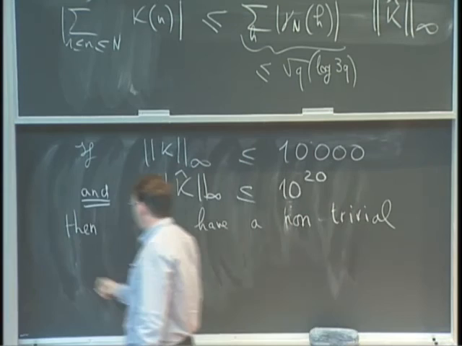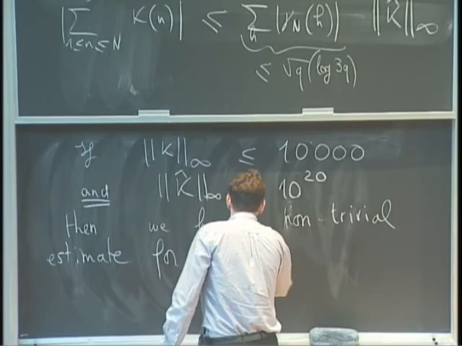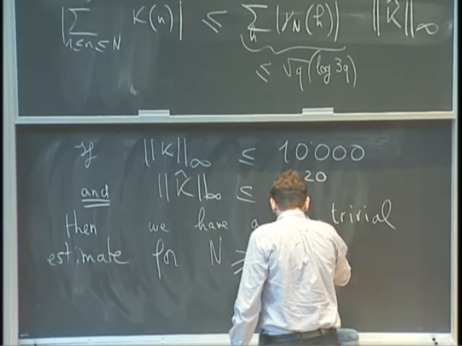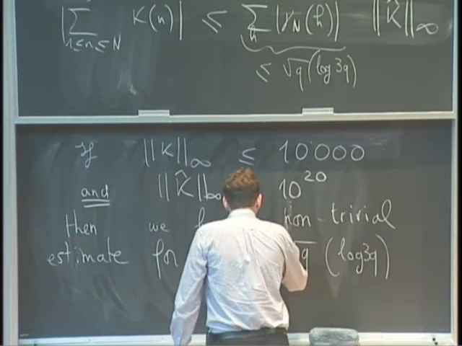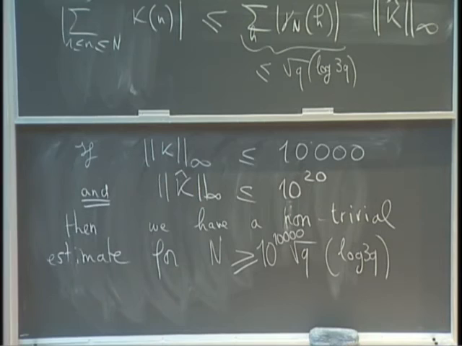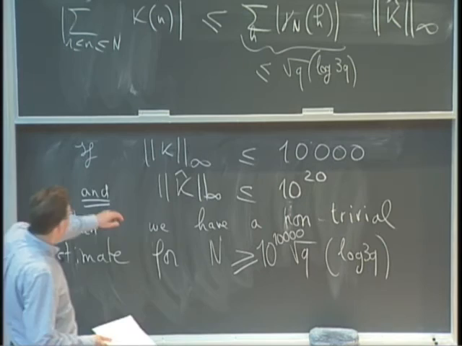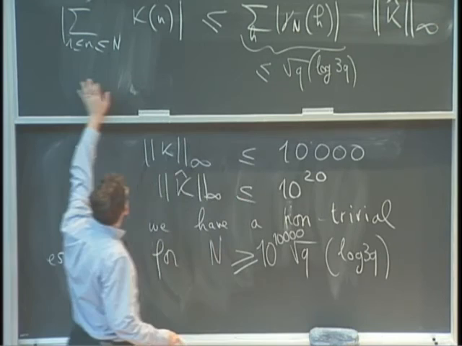for n larger than some constant times square root of q log 3q. So, let's say 10 to the 10,000. But if n, let's say, is q to the 1/4, then this estimate is larger than square root of q. The trivial bound is essentially q to the 1/4. It doesn't tell us anything.